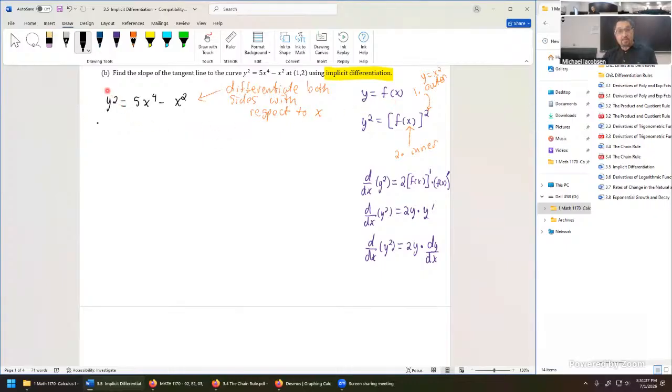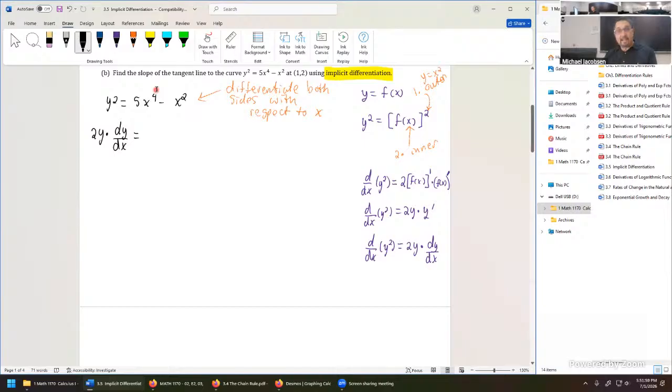So if you differentiate this with respect to x, you get 2y times the derivative of the inner function, which is y itself, dy dx. And that dy dx is, once again, really just this part right here doing the chain rule. So that's the derivative of the left-hand side.